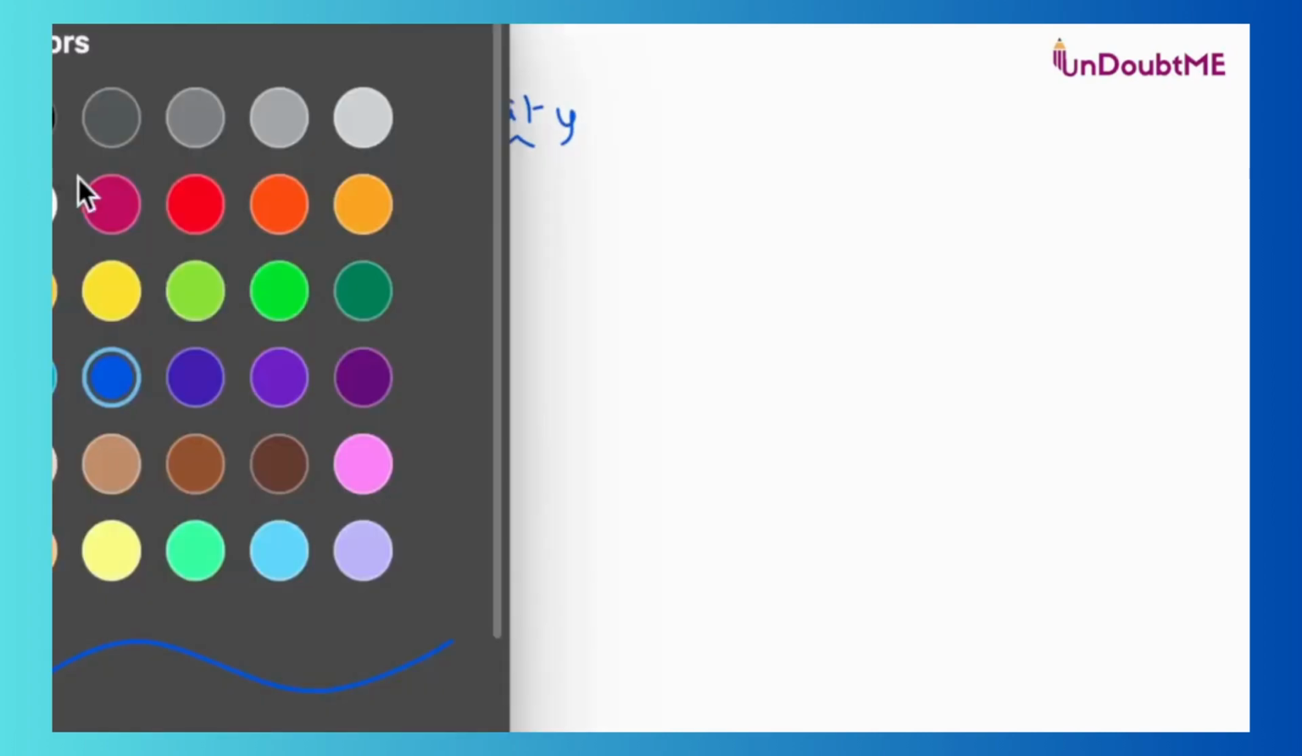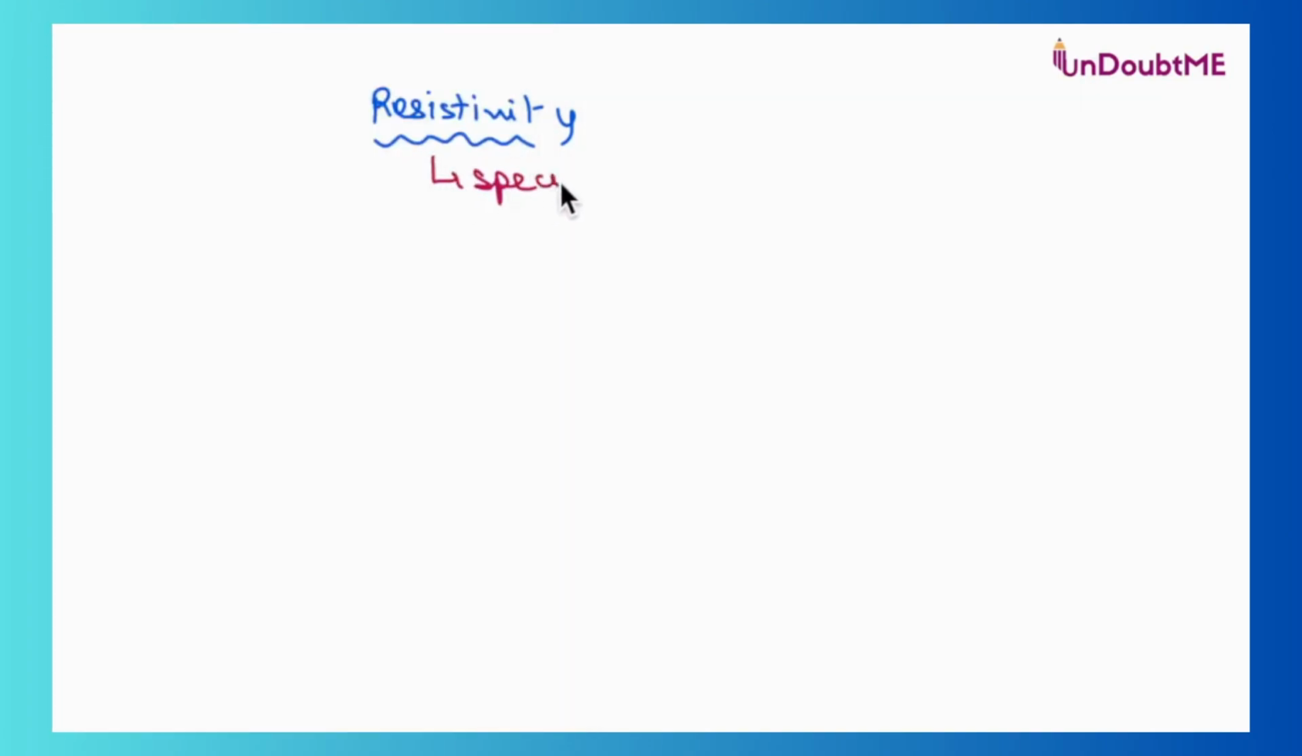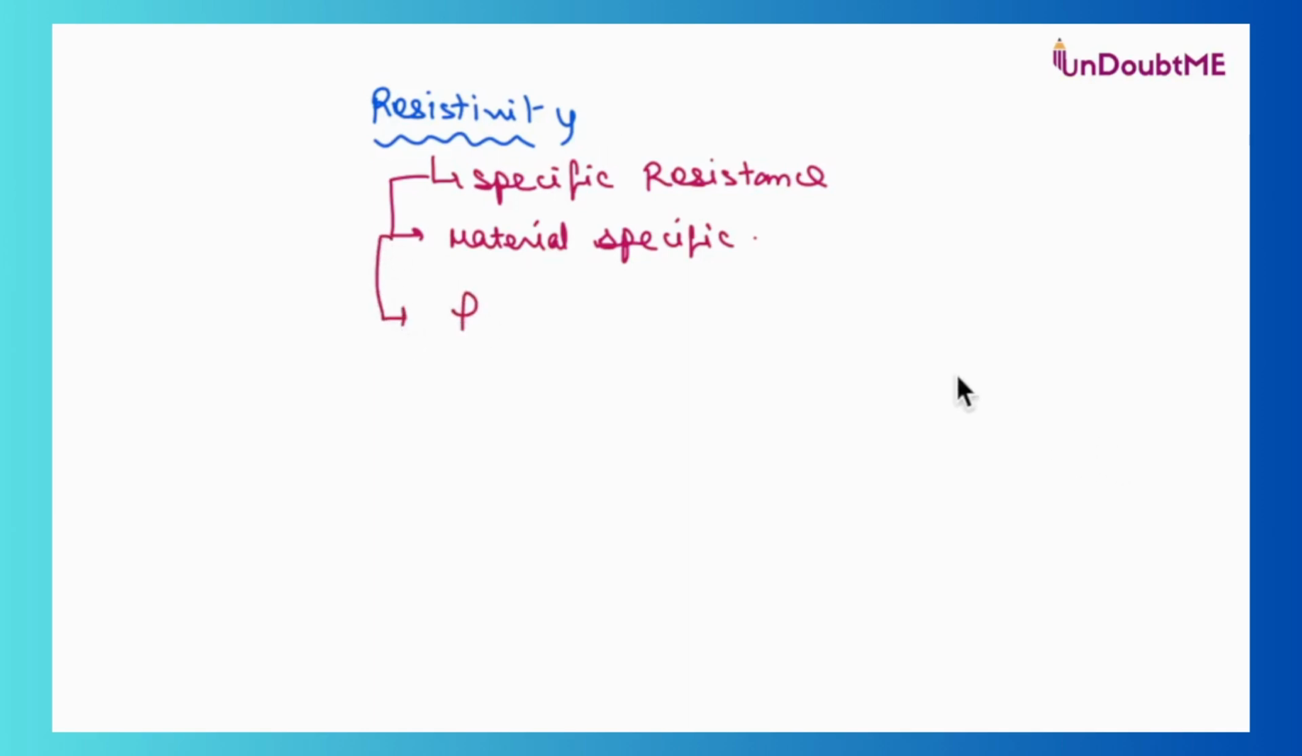So when we say resistivity, it is often referred to as specific resistance. The reason it is called specific resistance is because it depends on the material. So it is material specific. For example, if it is copper, then it will have a fixed value for copper. If it is gold, likewise, for all metals, it will have specific values. Okay, so resistivity symbolically is denoted by rho, and it is just a part of the formula for resistance.